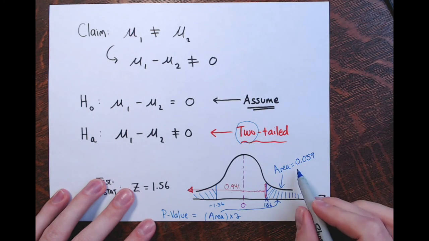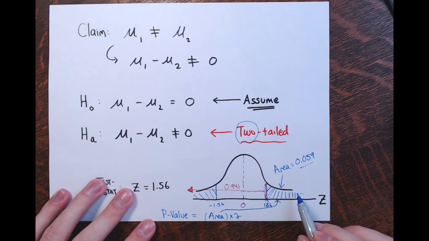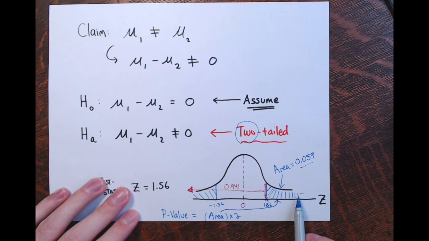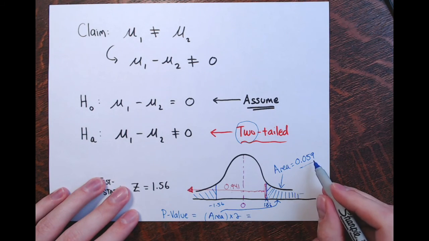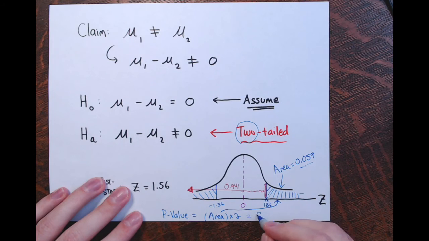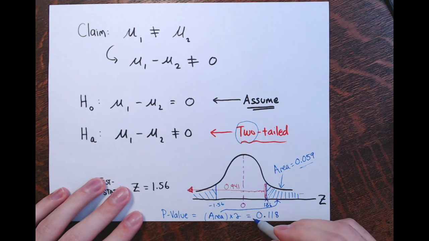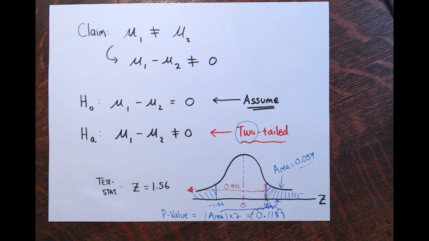0.059. So this area is the area to the right, and again, for the p-value in a two-tailed test, I'm going to take this area and double it. And if I double 0.059, I'm getting 0.118. Right, 5.9% doubled would be 11.8%. And here is the p-value of my test statistic, the p-value for the test.